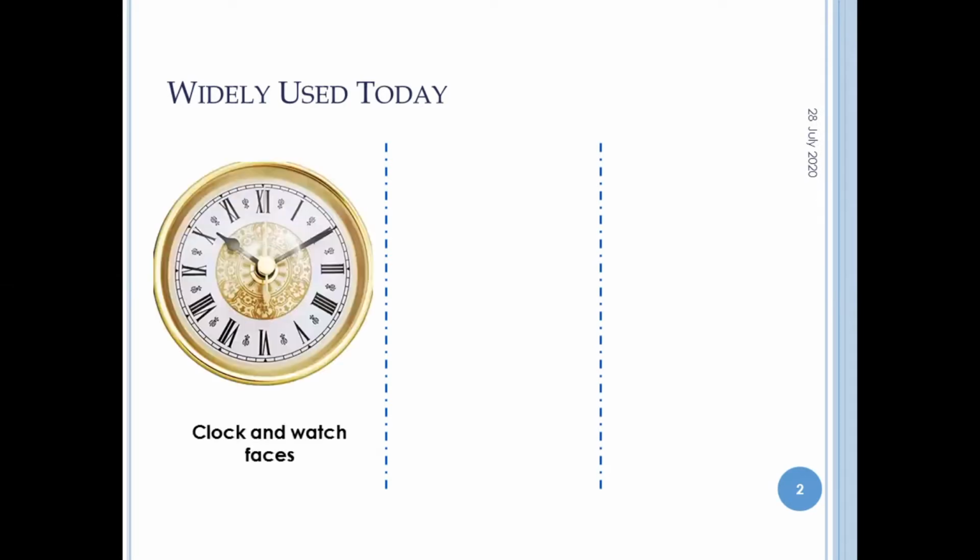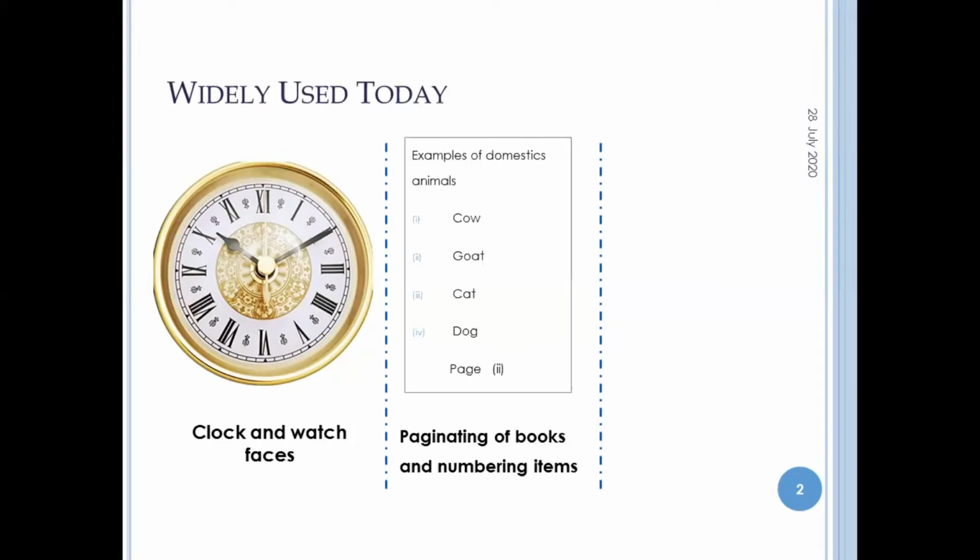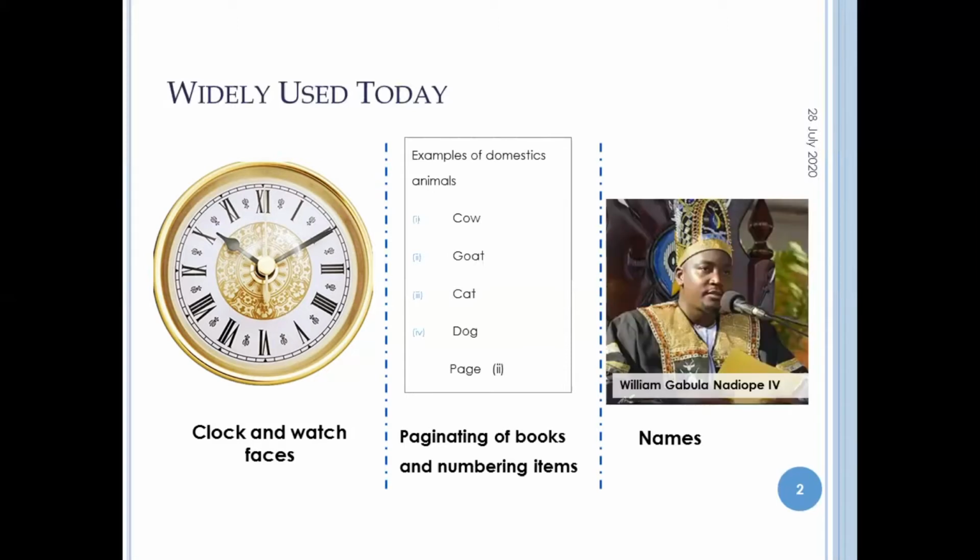You'll find Roman numerals on clock faces, on watches to tell time, and that therefore implies that if you do not know what Roman numeral represents which number, it may be difficult for you to tell time. Not only that, we use Roman numerals for paginating books, that is on pages of books, to list items. We also use Roman numerals in names.